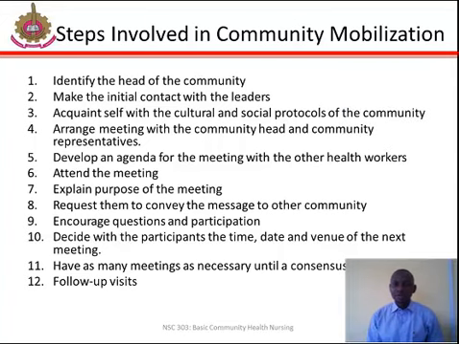Then the last step is to follow up on the meeting that you have done. This follow-up visit should be made to meet different district or village heads to obtain a formal reaction from the community, to explain points that were unclear to the community at the previous meeting, and to clarify all questions.